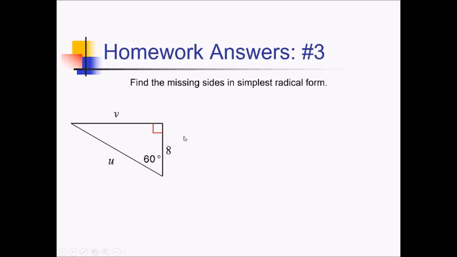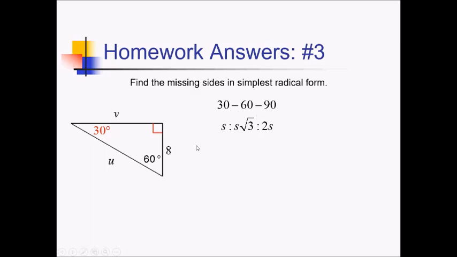To solve this triangle for the missing sides, we notice that it's a right triangle with only one side given, so we can't use the Pythagorean theorem. But since this is 60 degrees here, this must be 30 degrees over here. 90 minus 60 is 30. So this is actually a 30, 60, 90 triangle. It's a special right triangle, and the ratio of the sides on these is always going to be s, s radical 3, and 2s.